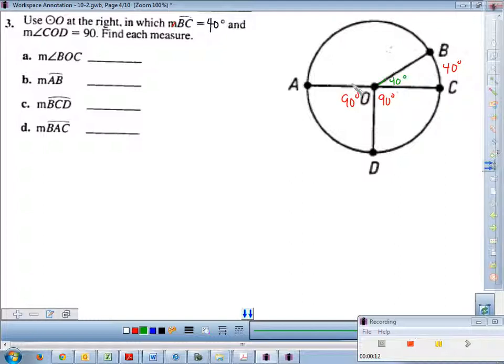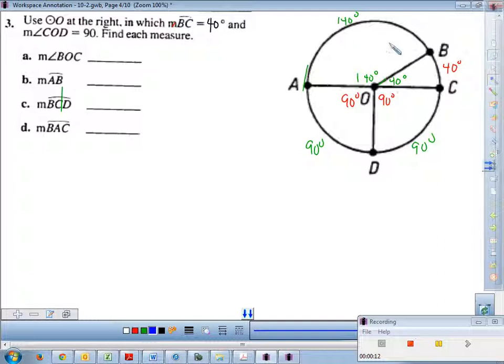And then by way of linear pair right here, these two have to add up to be 180. This has got to be 140 degrees. And then this arc should be 140 degrees, because that's a central angle and that's the arc contained by it. This arc should be 90 degrees and this arc should be 90 degrees also, because these are all central angles. So now I filled out everything I possibly could in the picture. Now let's see how easy it is to answer these questions.